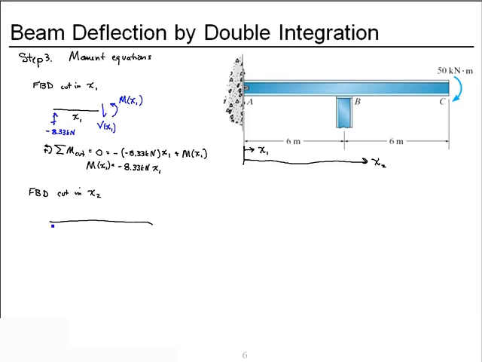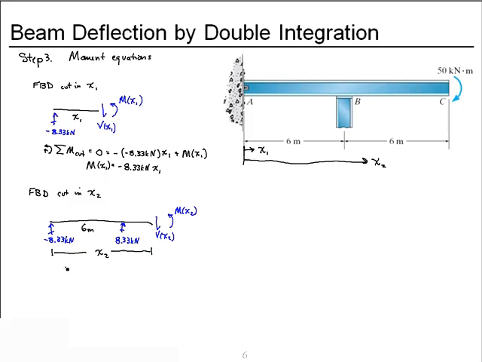We have the reaction at A, the reaction at B, the unknown shear within the range of x2, the unknown moment as a function of x2. Distance between A and B is 6 meters, and our overall length is x2.